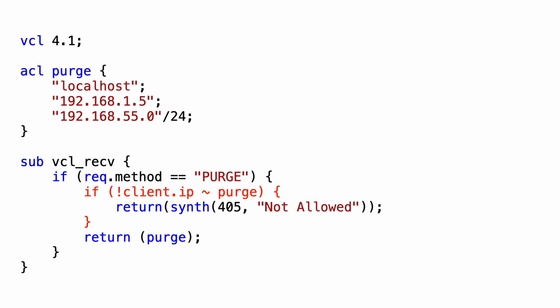In our VCL logic, we add an if statement that checks whether the client IP address matches the ACL called purge. When that is not the case, we again return synthetic output, but this time around we do want it to be an error. We return a 405 status with the message Not allowed.